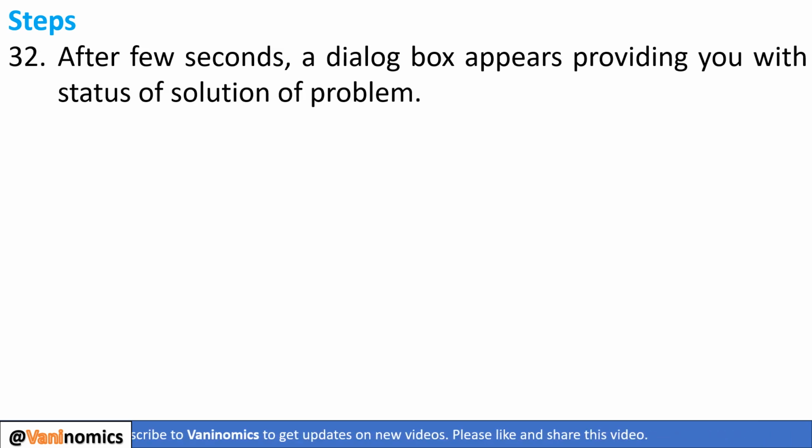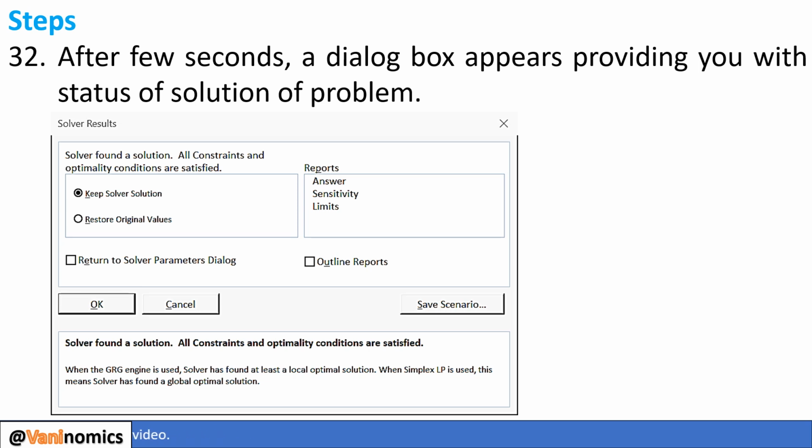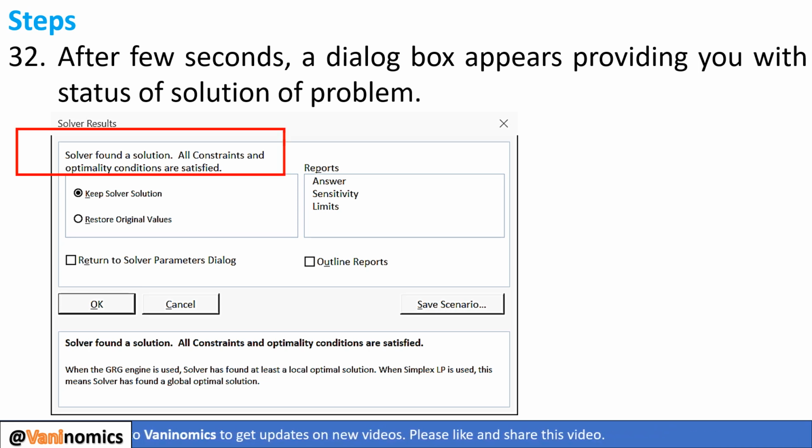As soon as you press, you're going to get something more like this. So this dialog box will open and the previous dialog box will be shut or closed. Now you can say that the solver is saying solver found a solution, all constraint and optimality conditions are satisfied, and it is saying the default is keep solver's option. As soon as you press the OK button, you will get the solver's option only.